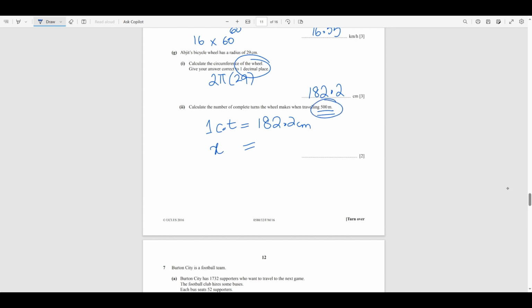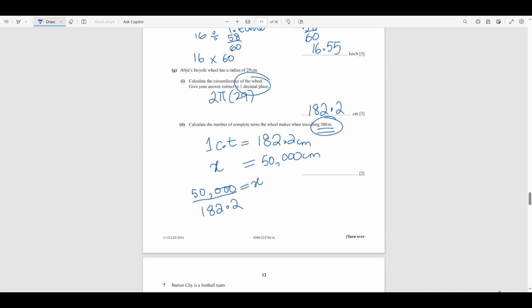So 500 meters is basically 50,000 centimeters, right? And then simply cross multiplying, 1 times 50,000 is 50,000, is equal to x times 182.2. So we divide, 50,000 divided by 182.2 is basically 274.4. But because we're interested in the number of complete turns, we always need to round it down. That's 274 complete turns, and then the 275th turn is yet to be completed.